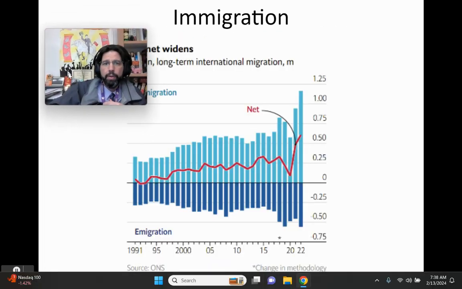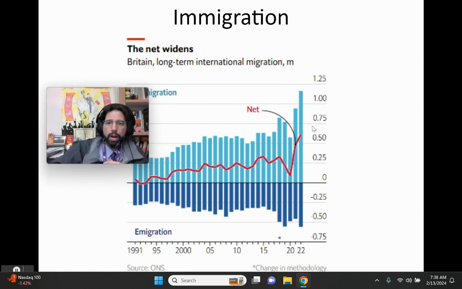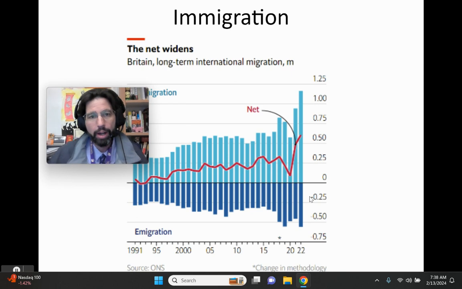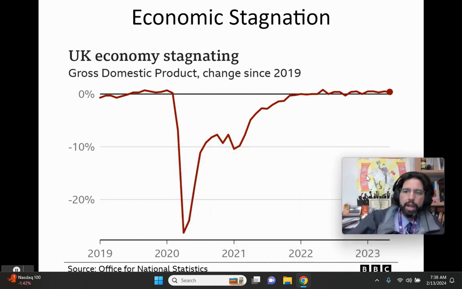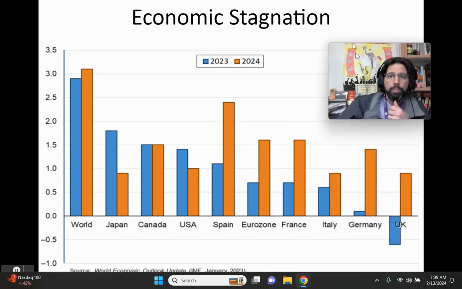And now, immigration has continued to be a problem. This huge gap or spike here is people from Hong Kong and Ukraine migrating more into the UK. The next problem in the UK is economic stagnation. This is GDP since 2019. If you notice, it has been basically flat. You haven't had any positive. This is COVID, but you haven't had any positive GDP growth, and that means the country is not prosperous.